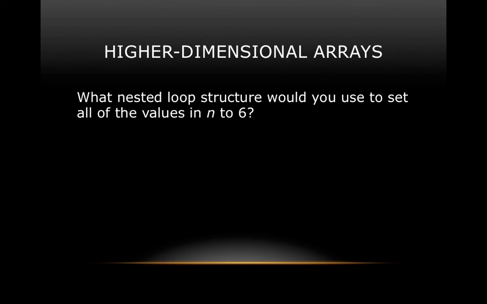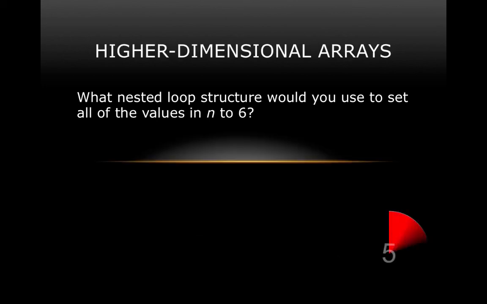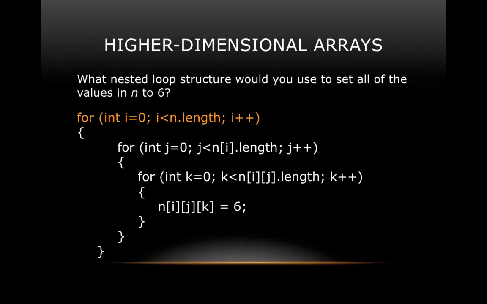What nested loop construct would you use to set all the values in n to 6? We have a triply nested loop. The outer loop iterates over the length of n. The second loop iterates over the width of n, and the inner loop iterates over the depth of n. The statement inside the inner loop sets one element of the array to 6.